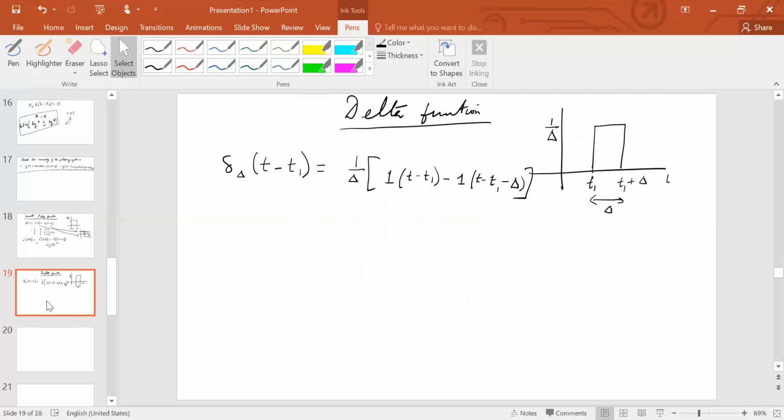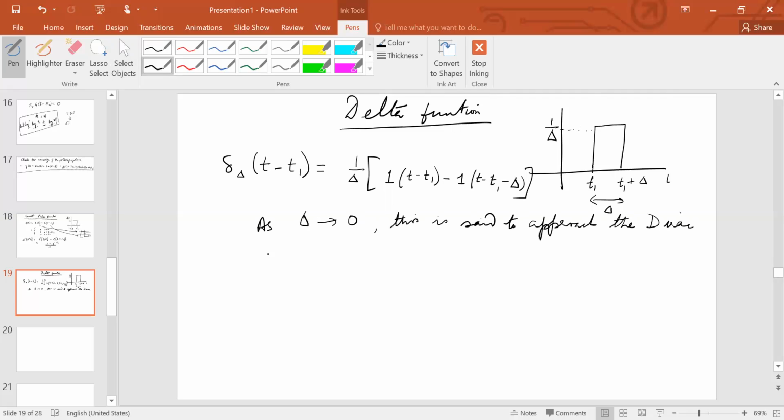So it has the following properties. First, it has a unit area for every value of delta, because that is how it is defined. It has a height of 1 over delta and a width of delta, so it has a unit area. The point is that as delta tends to 0, this is said to approach the Dirac delta. It's like an impulse.